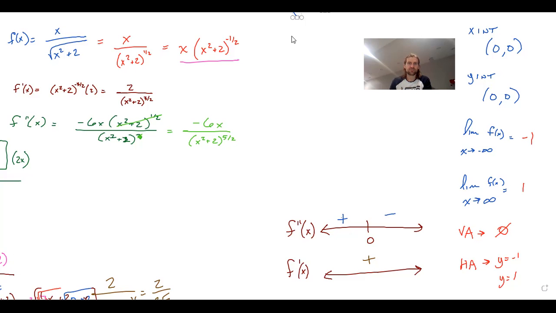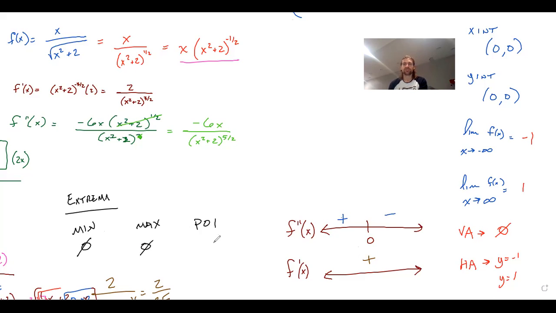We need to talk about the extrema, right? That's the last thing we need to do. So we have mins, we have maxes, and we have points of inflection. Those are the extrema that we're looking for in this class. The mins and maxes are found by critical numbers on the first derivative. There are no critical numbers on the first derivative, so we don't have any mins, we don't have any maxes.